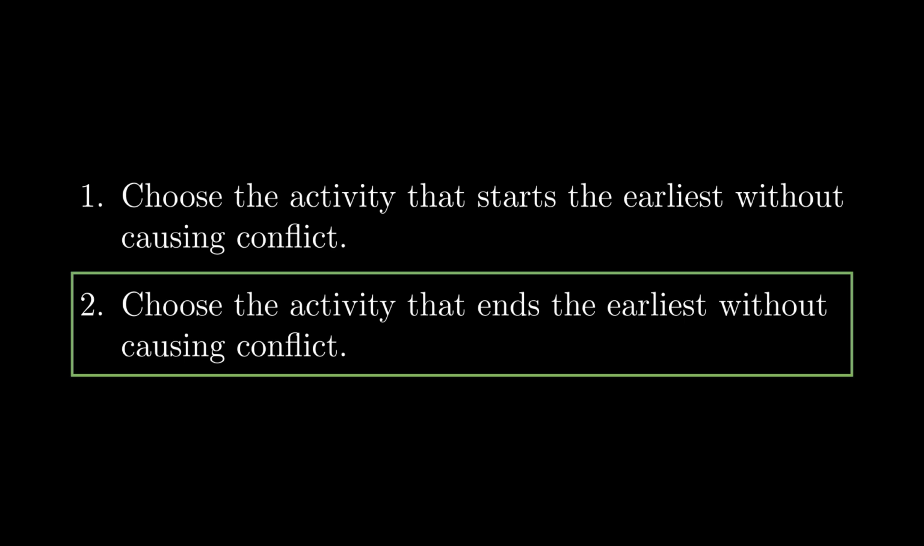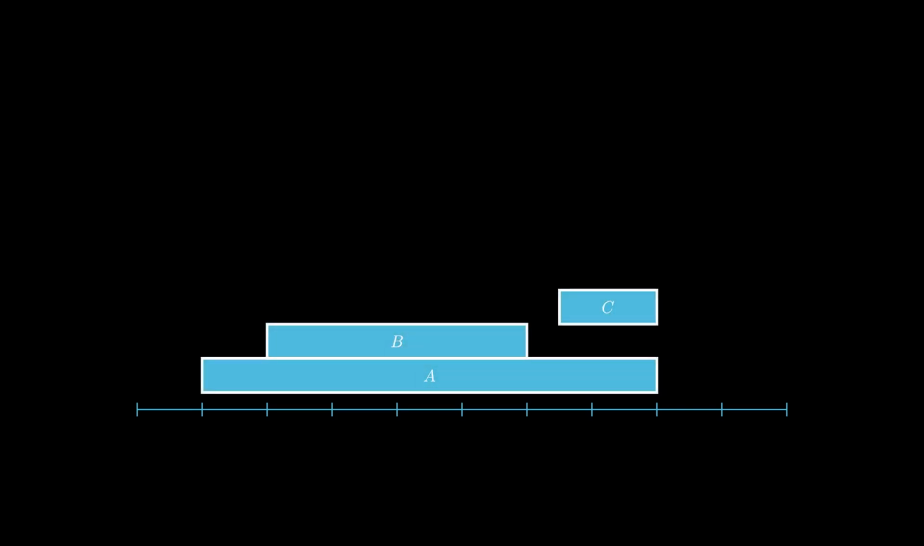To understand why, we can construct a simple counterexample for option 1. Suppose we have activities A, B, and C laid out as follows. Clearly, the optimal choice would be to have activities B and C in the schedule, as this would allow us to have two activities. However, option 1 would have us only pick activity A, meaning that we would get a schedule with only one activity. Therefore, option 1 is not a suitable greedy metric.